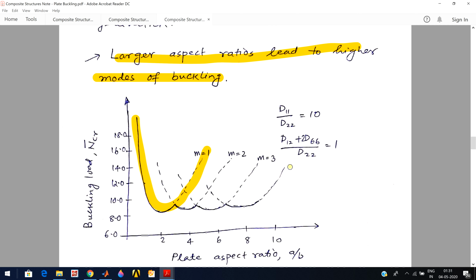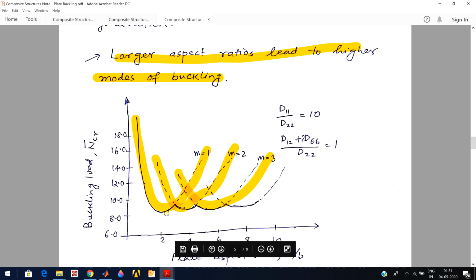And then if you take m is equal to 2 and change the aspect ratios, then you'll get this curve. And then set m is equal to 3, and for all aspect ratios you'll get some curve like this. And then the lowest between these values, that is the solid line here. Initially they are drawn using dotted lines, and then the solid line will be the minimum value.